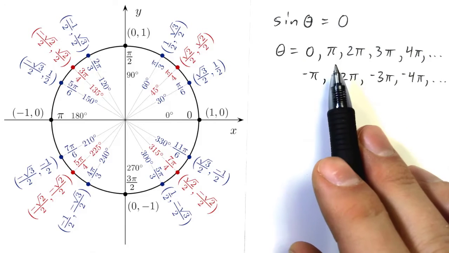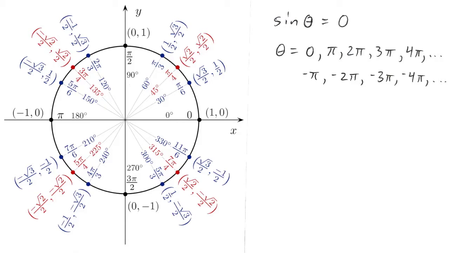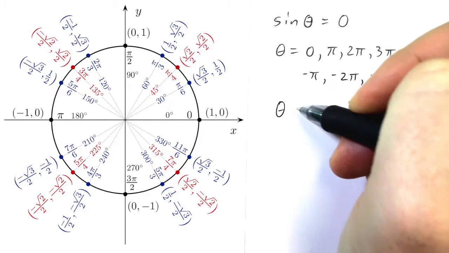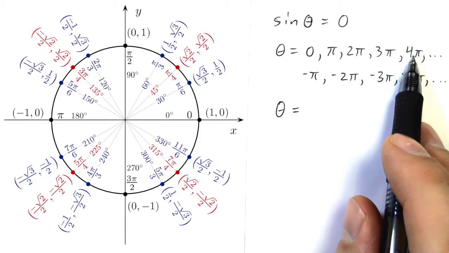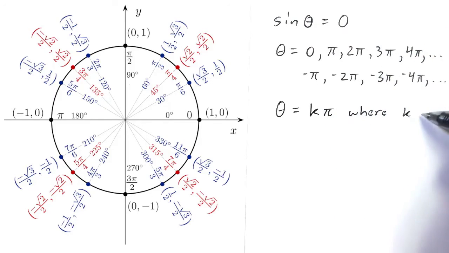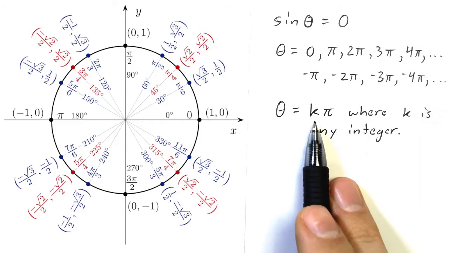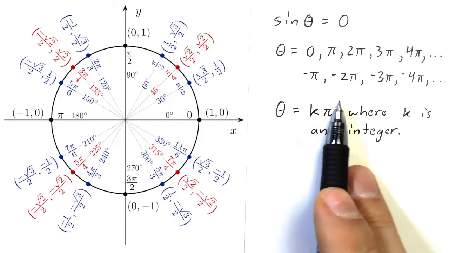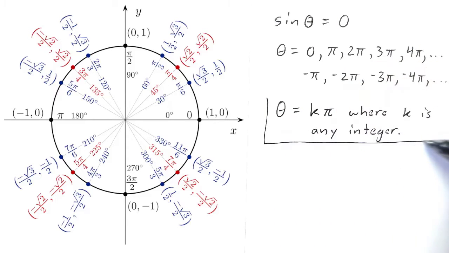Now, writing out an infinite list like this is a little bit tedious. It would be nice if we could encapsulate that in a nice little expression. And in fact, we can. What am I looking at here? I'm looking at all integer multiples of pi. So I'm looking at k times pi, where k is any integer. And if I take any integer for k and plug it into this expression, I will get one of these. And all of these can be obtained this way. So this characterizes all of those solutions. So this is how we would answer this question.